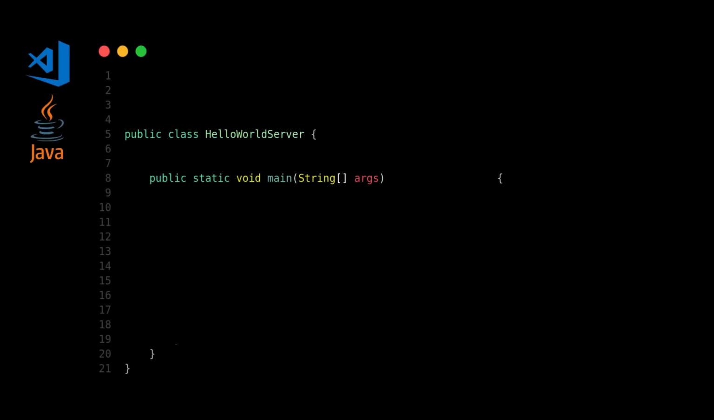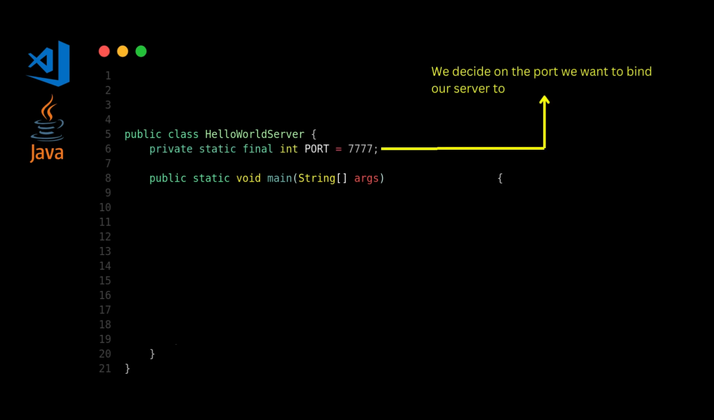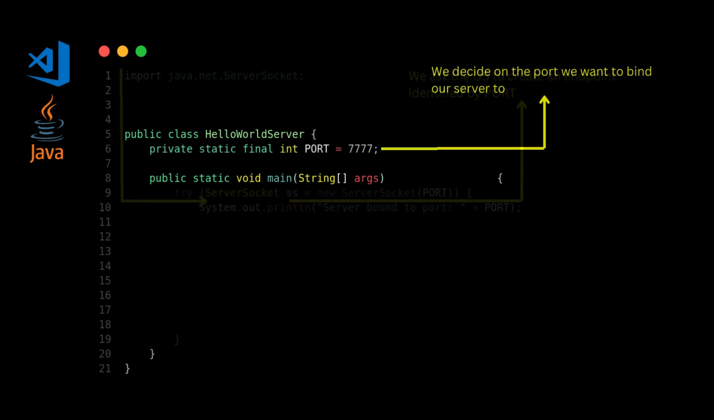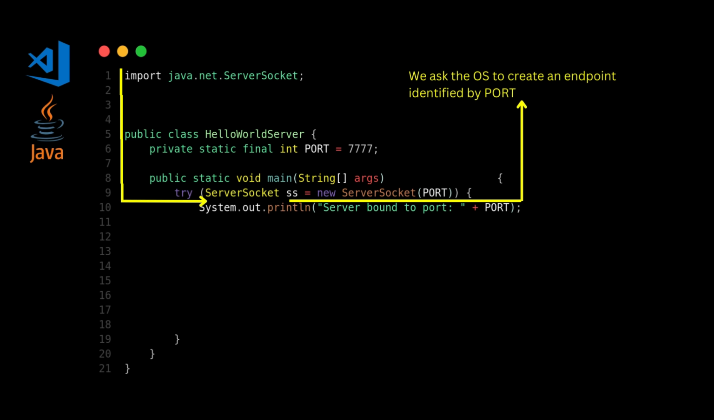We start by developing the server code. Since this is supposed to run as a process, it should define the main function. First, we decide on the port we want to bind our server to. Then, we use the ServerSocket class to perform such a binding. Notice that we need to import the ServerSocket class from the java.net package.